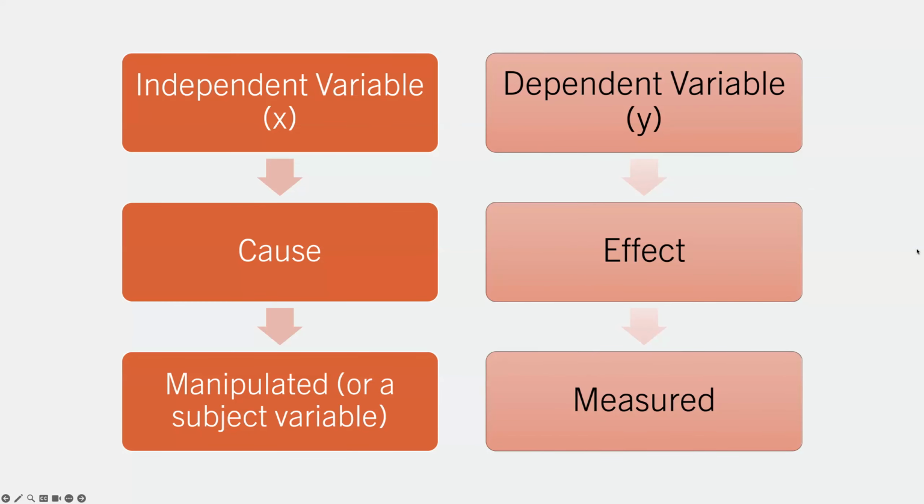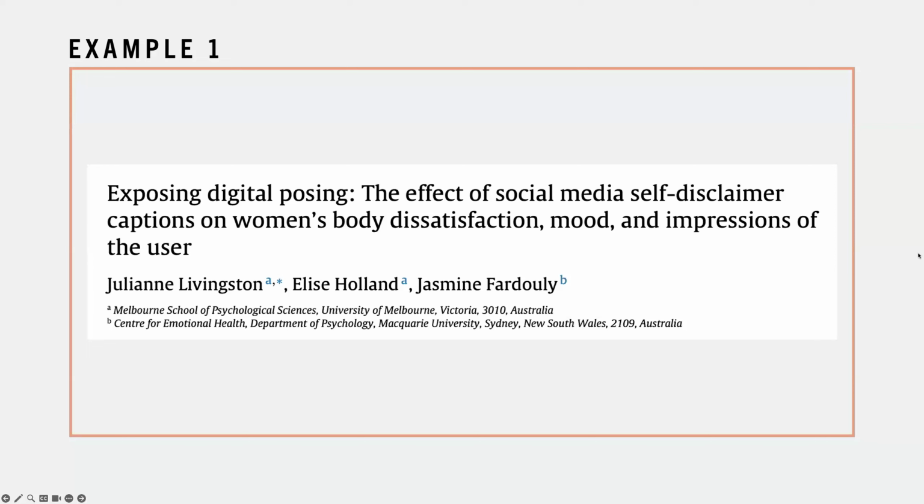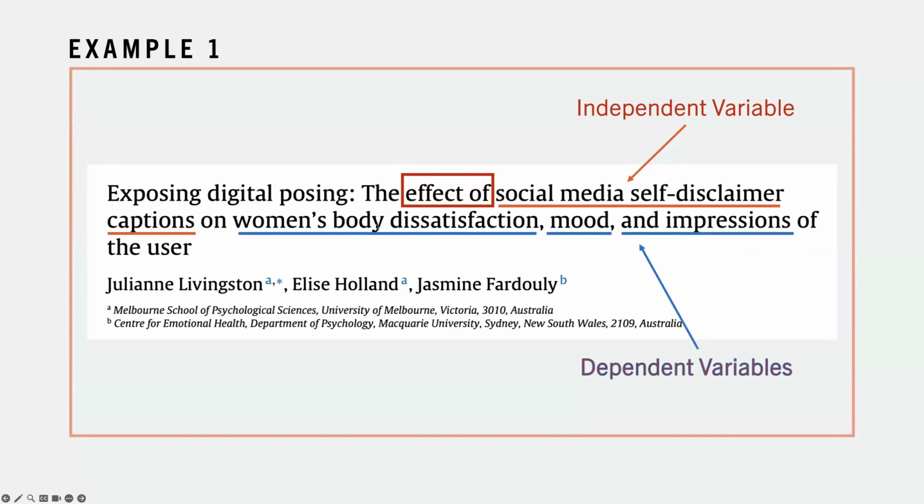So for this basic video, I'm just going to use some examples from studies so that we can talk about what the title indicates. So this is "Exposing Digital Posing: The Effect of Social Media Self-Disclaimer Captions on Women's Body Dissatisfaction, Mood, and Impressions of the User." Our independent variable is social media self-disclaimer captions. The way that we know that is we're saying the effect of. So when we're talking about the effect of something, that means that that is the potential cause. So the effect of our independent variable on our dependent variable.